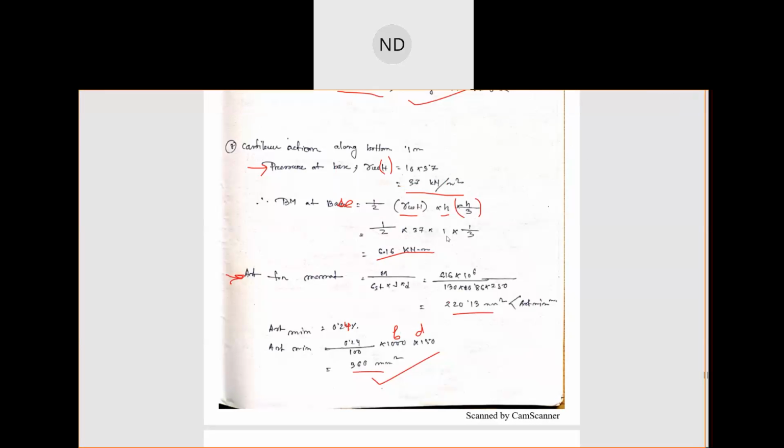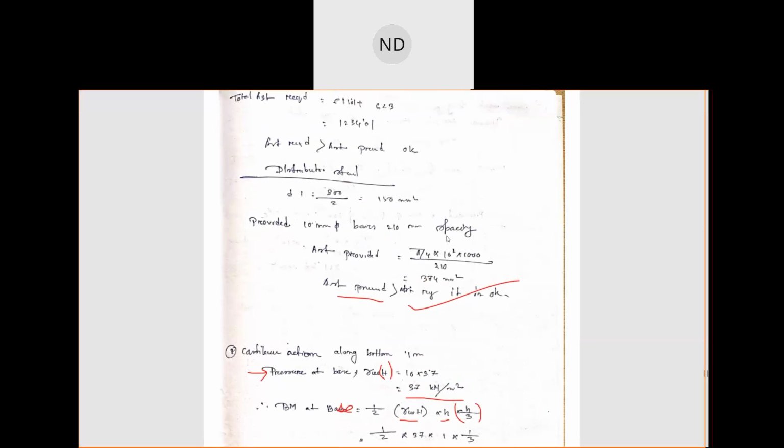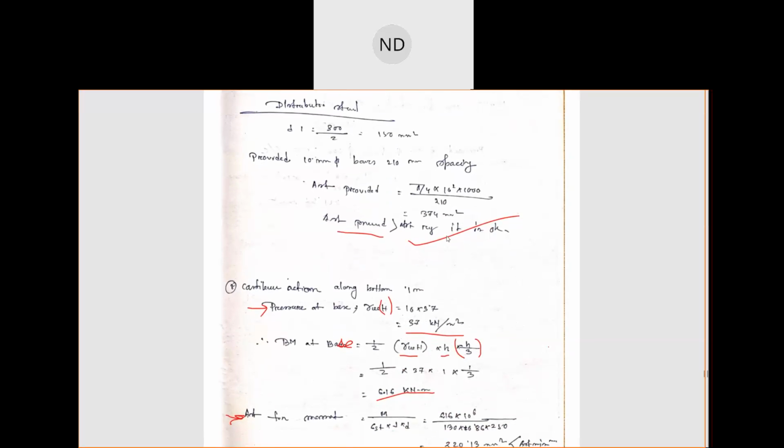So this is the cantilever action we have. That means we have done till the area of steel required, distribution steel for long wall and short wall. So now we have to do the bottom portion, which was to be designed as a cantilever. The cantilever action for 1 meter. So we'll design that rectangular tank for the cantilever portion, the bottom 1 meter, which acts as a cantilever.